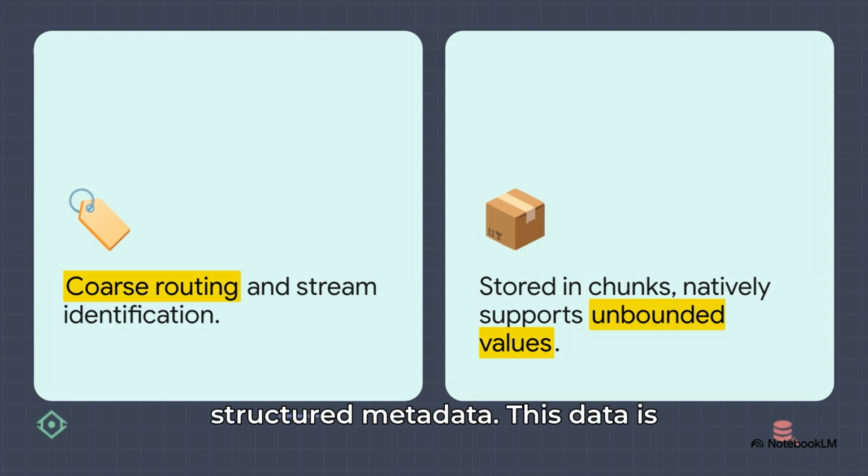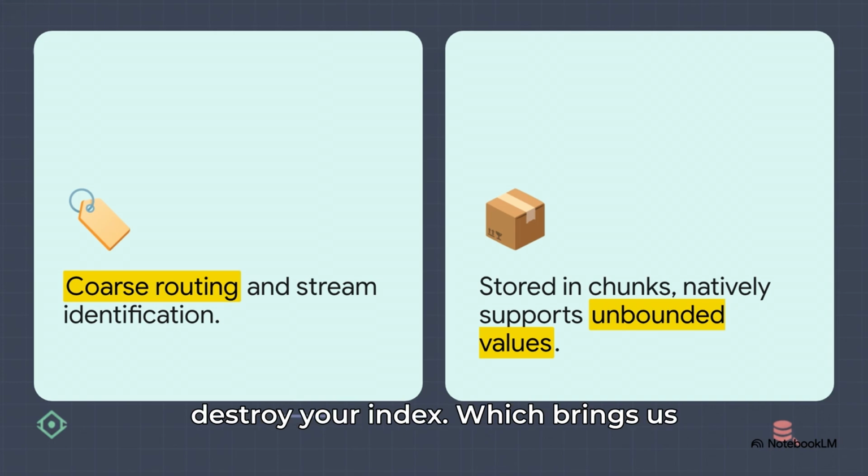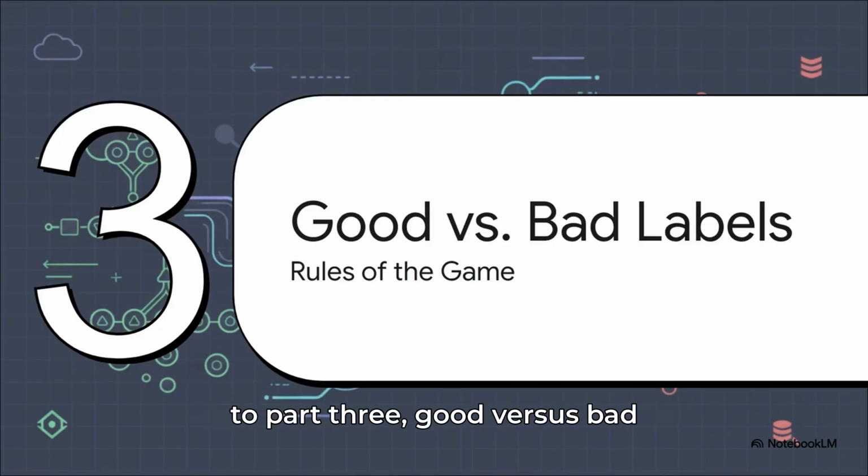On the flip side, we have structured metadata. This data is stored directly inside the compressed chunks themselves, completely bypassing the index. Because it's stored in the chunks, it natively handles unbounded, massive cardinality values without breaking a sweat. It is the absolute perfect home for those noisy OpenTelemetry attributes like trace IDs or pod names that would normally destroy your index.